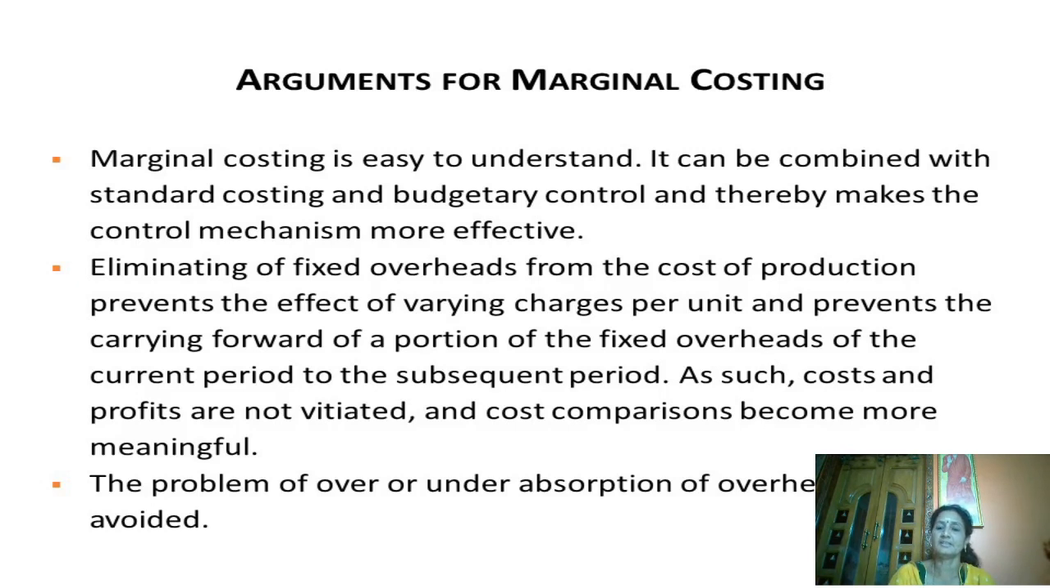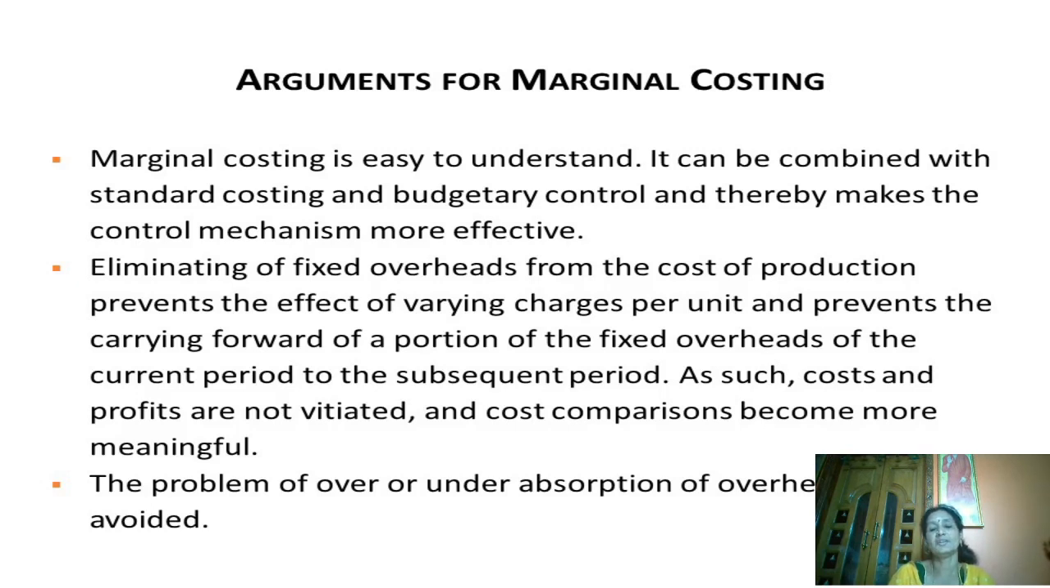Marginal costing is quite easy to understand, and it can be combined with both standard costing as well as budgetary control. So this control mechanism becomes more effective. In the forthcoming chapters, we'll be discussing standard costing and budgetary control, how they vary, how we calculate, how we have to estimate, and what the different types of budget are. When we study all that in depth, we'll come to know the differences. For all this purpose, marginal costing is quite easy to understand. Marginal costing uses these techniques, standard costing and budgetary control.